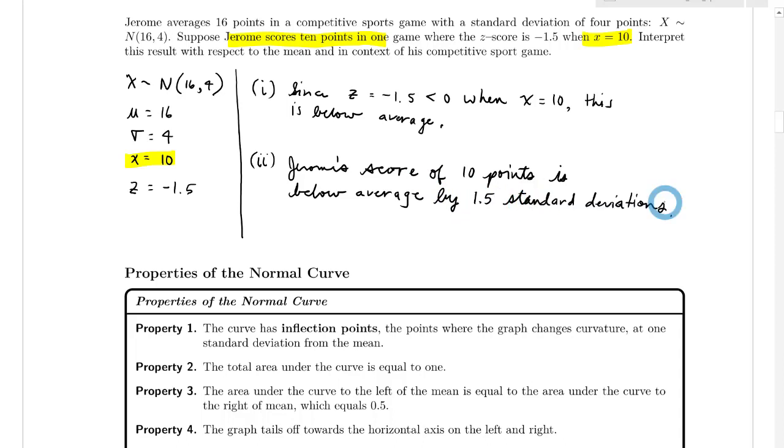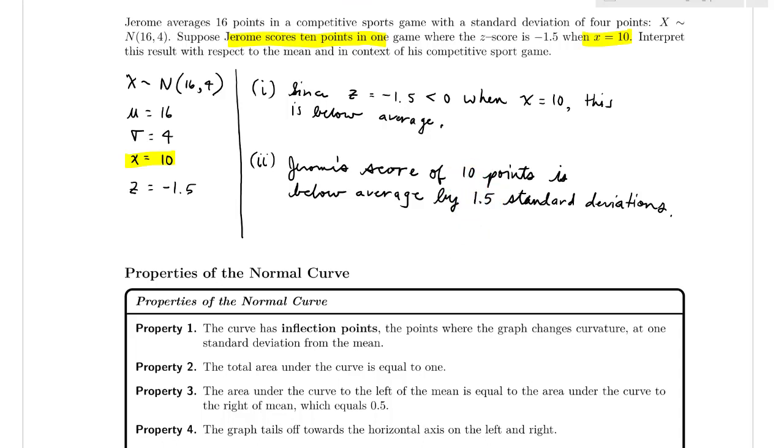When Jerome scores 10 points, that's below average because the average is 16, give or take 4. So in fact, one standard deviation away is 12 to 20. And so that's even more than just one standard deviation, it's 1.5.